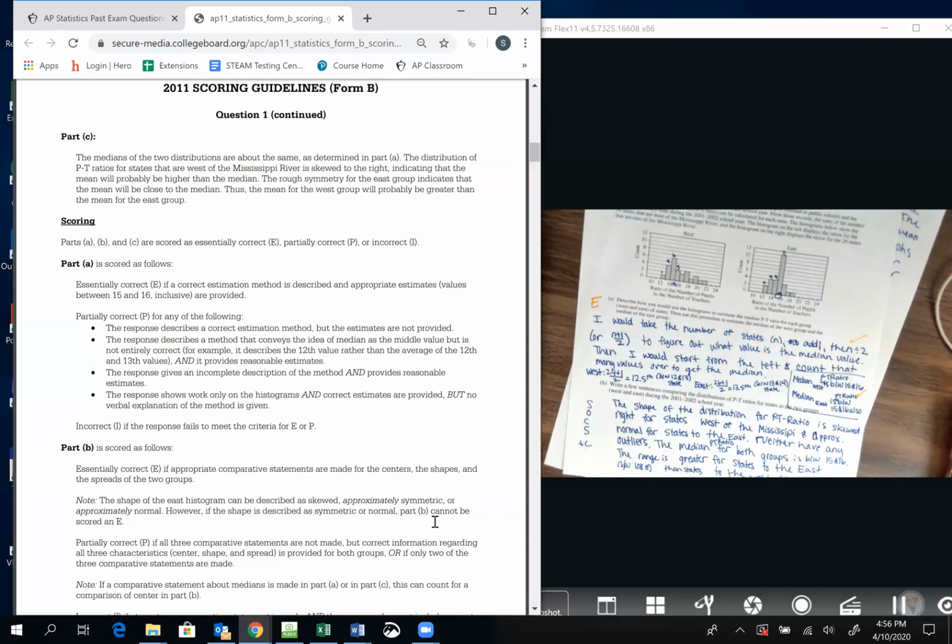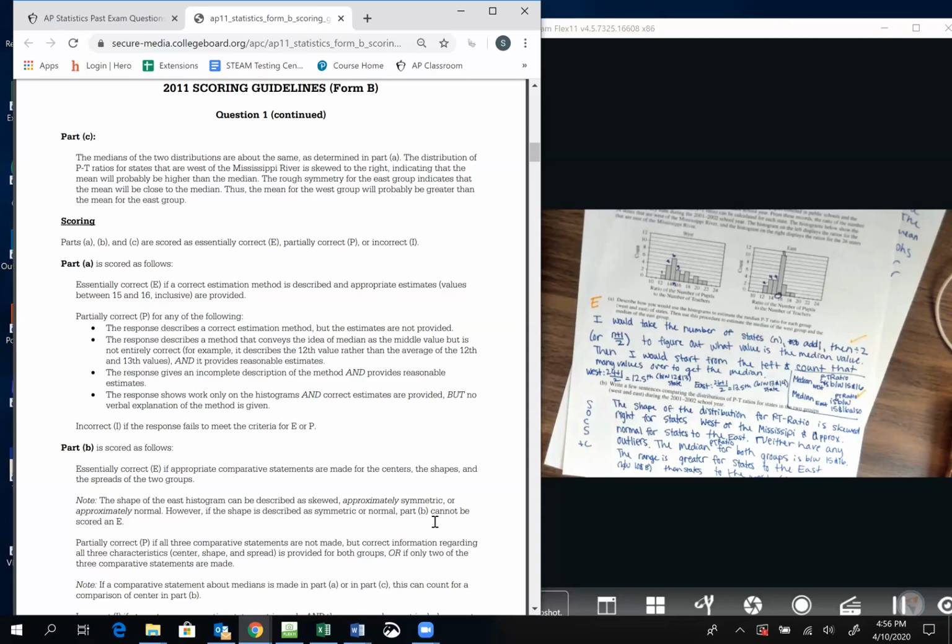Part B, write a few sentences to compare the distribution of PT ratios for states in the two groups, West and East, during the 2001-2002 school year. So just like we talked about with the previous question, don't forget your socks. We're going to state the shape, state the outliers, and then compare and state the center and the spread. The shape of the distribution for PT ratios is skewed right for states west of the Mississippi and approximately normal for states to the east. Neither have any outliers. The median PT ratio for both groups is between 15 and 16.